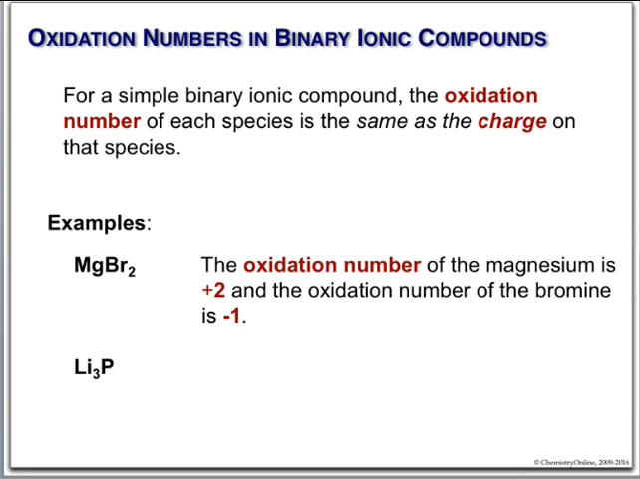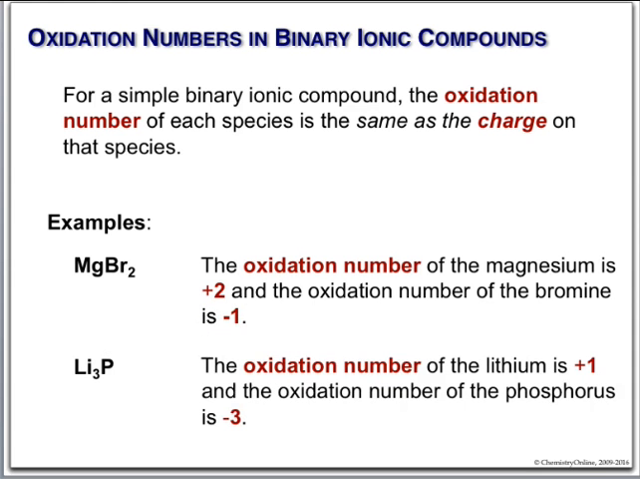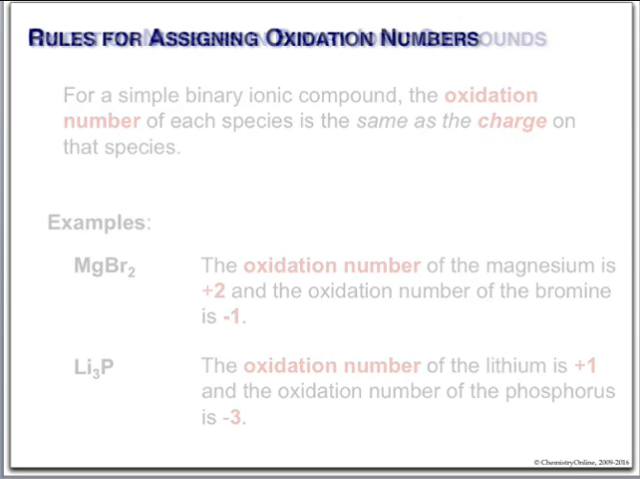For lithium phosphide, lithium is group 1, so it's a +1. Phosphorus is over here in group 5, so it's a -3. So did you just reverse the numbers? Because I see the 3 over here. So the oxidation number of lithium is +1, and phosphorus is -3. It's just a different way to say the charge.